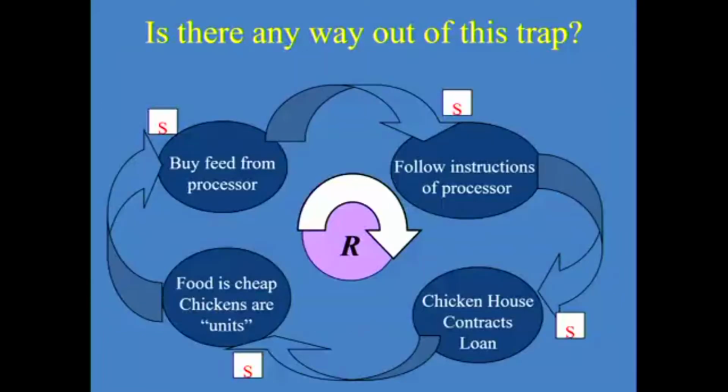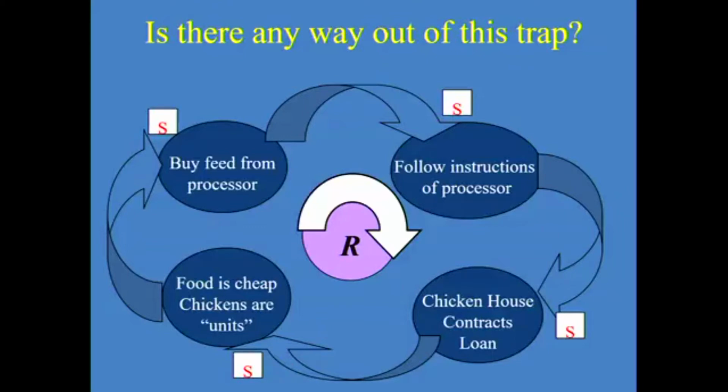And on Thursday last week we said, is there a way out of this system? The causal loop diagram here, you buy feed from a processor, is part of a pattern of behavior where you're basically following instructions of the processor. The structures that are part of that system are the chicken houses, the contracts, the loans, and the mental model is driving that. Food should be cheap. Chickens are just units. They're not really living beings. Lots of other things around the system. But as long as we believe that food must be cheap and chickens don't need to be treated as beings, then this system makes a whole lot of sense.